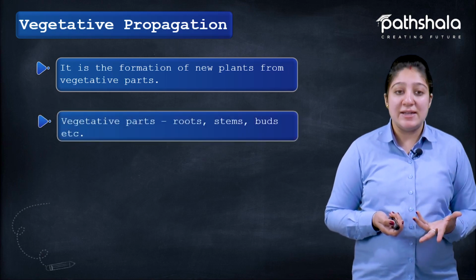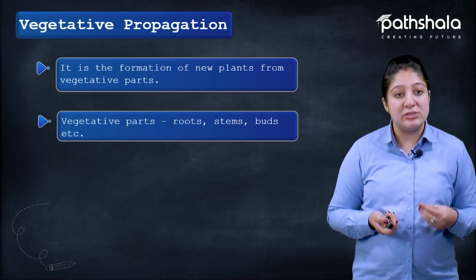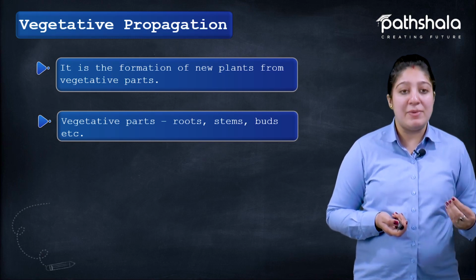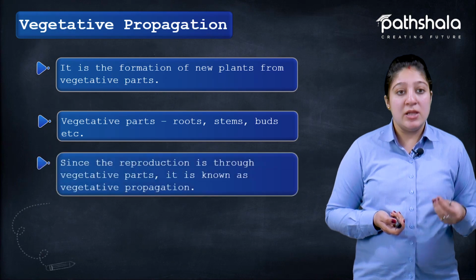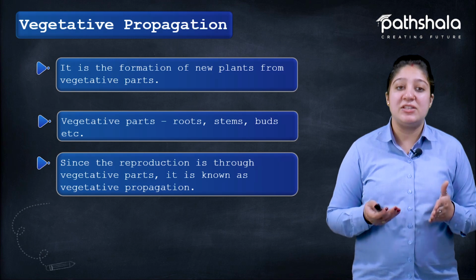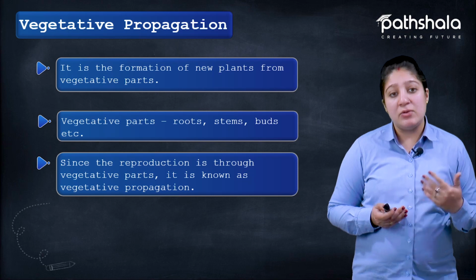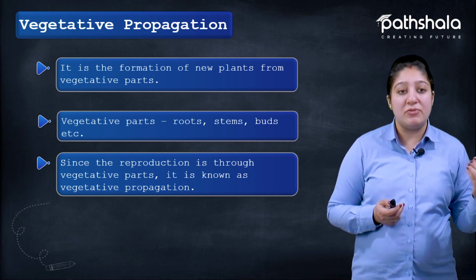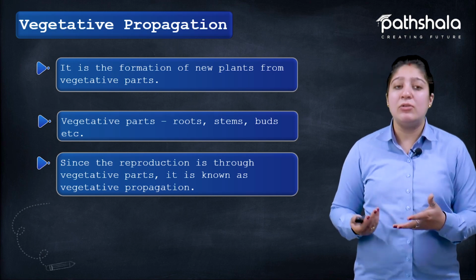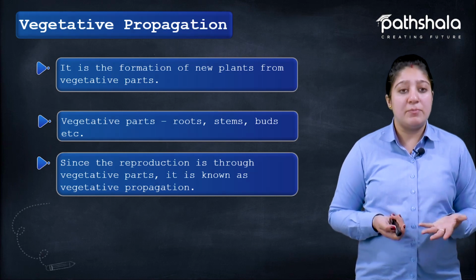Now what are the vegetative parts? Basically, as I have already discussed, these are roots, stems, buds, leaves, etc. We can say that the parts of the plant itself are the vegetative parts. Since this reproduction is through the vegetative part, this is known as vegetative propagation. Propagation means transfer. By this process we can easily transfer a part of the plant, like cut that and transfer it to another plant, and that is how new plants also can be formed by this type of vegetative propagation.